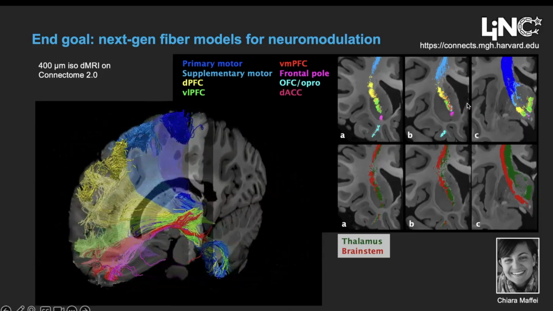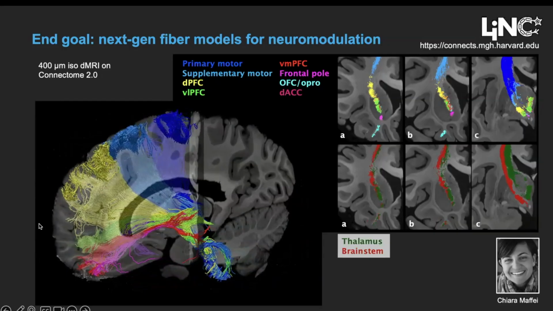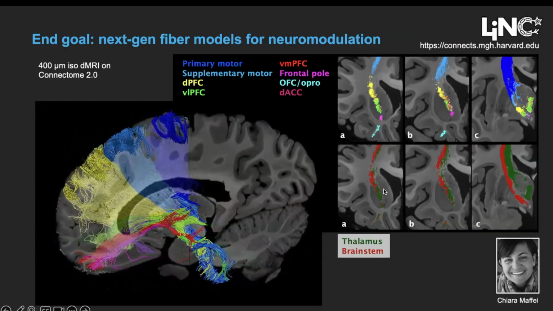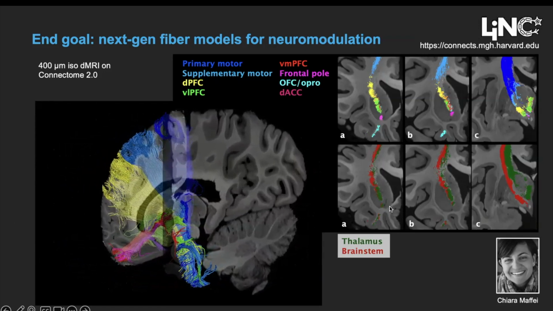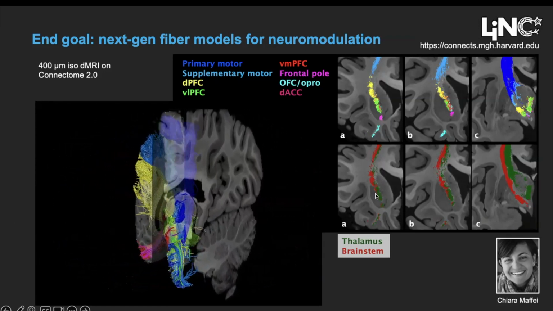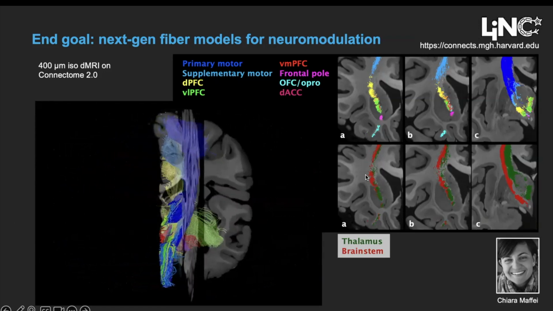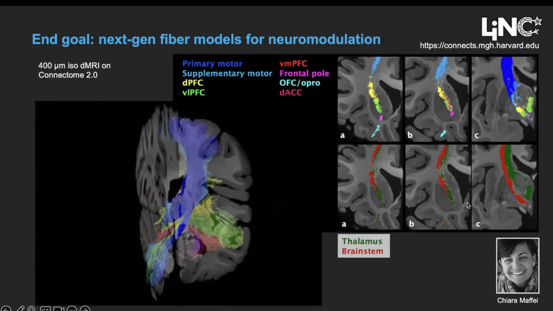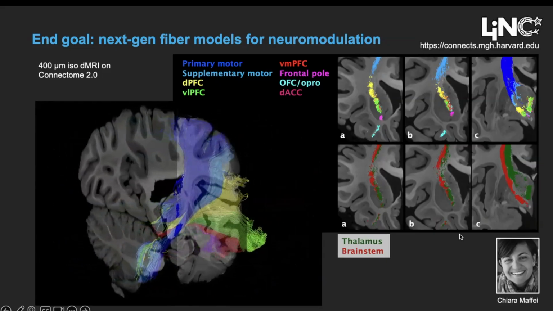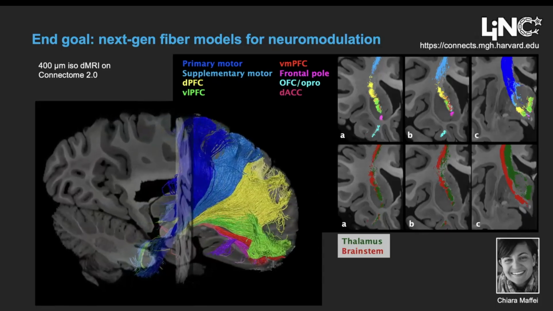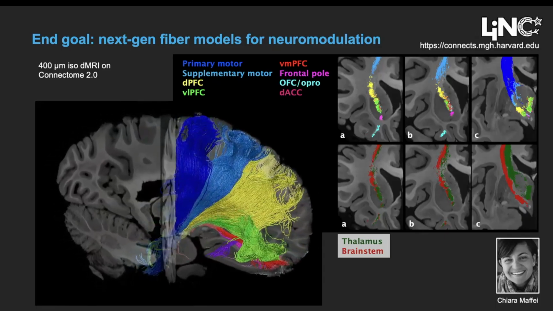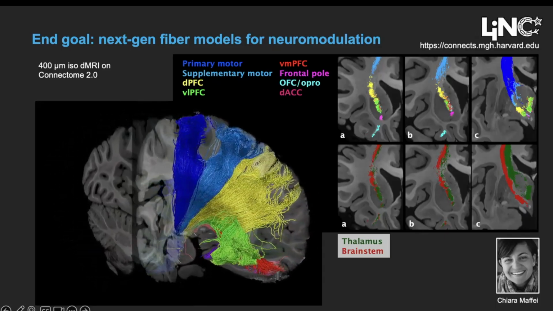So the colors at the top, as I said, are based on the cortical origin, and in the bottom row on the right, you see that Chiara has been able to nicely separate the fibers that terminate in the thalamus versus the brainstem, which is important for a lot of these neuromodulation techniques. So this is, again, something that we hope to have released by later this year.